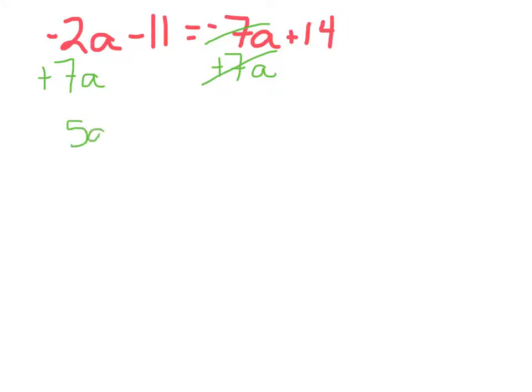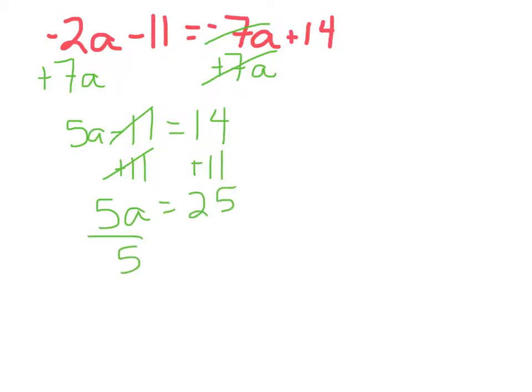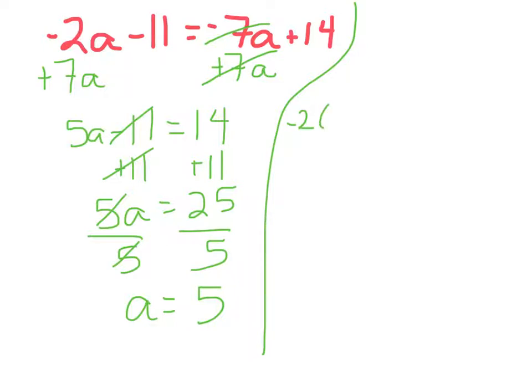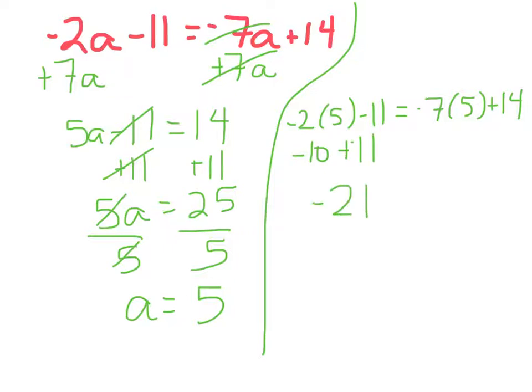And I have 5a minus 11 equals 14. I add 11 to both sides. 5a equals 25. Divide by 5. And a equals 5. And then we check it. I'm going to say negative 2 times 5 minus 11 equals negative 7 times 5 plus 14. So I'm going to do the left side first. Negative 10 minus 11, zoom, zoom, negative 21. Negative 35 plus 14 equals negative 21.